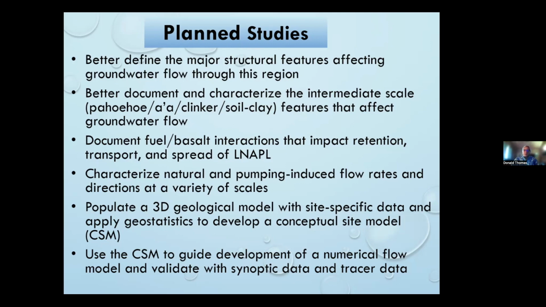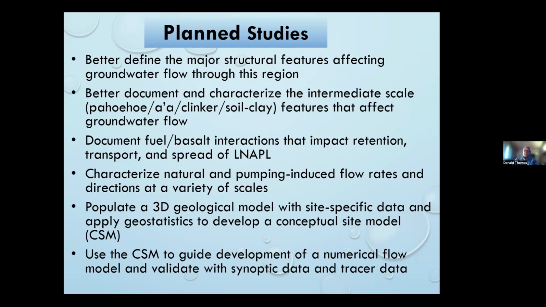What we want to do is better define these major structural features, the valley fills, the diatremes, the other large-scale structures within the Red Hill region that have very substantial effect on groundwater transport and how contaminants are likely to move. We also want to better document and characterize the intermediate scale features within the basalt ridges. The pahoehoe, the a'a, the clinker, and the soil and clay features will have significant impacts on how both groundwater as well as LNAPL will move through this system.